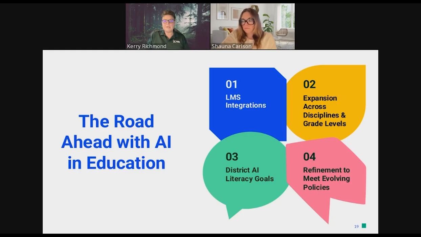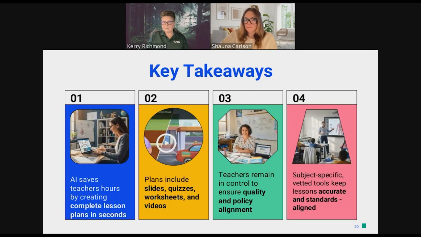Okay, so now we're going to talk about key takeaways. So the key takeaways for you today are: first, AI can save you hours, folks, hours and hours and hours, by creating those complete standard aligned lesson plans in minutes for you. They're not just outlines. They're slides, they're quizzes, there's worksheets, there's videos, there's modifications, there's labs, there's extension activities. Pretty much anything you want that lesson to have, you just have to ask for it.